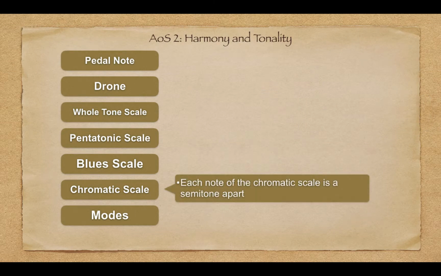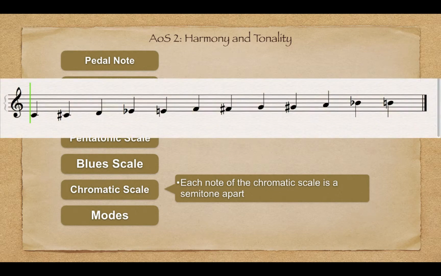Chromatic scale. The chromatic scale is a scale where every note is a semitone away from the note before and after it. Here is a chromatic scale starting on C.